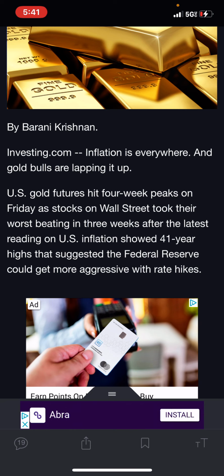It says that U.S. gold futures hit a four week high as they peaked on Friday as Wall Street took its worst beating in three weeks after the latest reading of U.S. inflation showed a 41 year high, as it suggests the Federal Reserve can get more aggressive with interest hikes. Now that's kind of important. You've got to break that down from several different aspects.